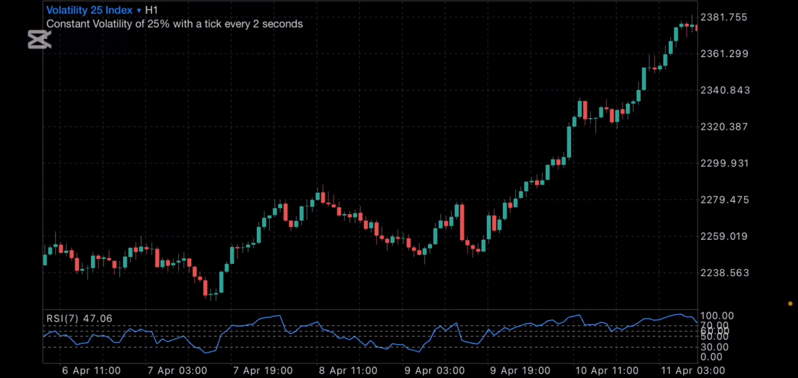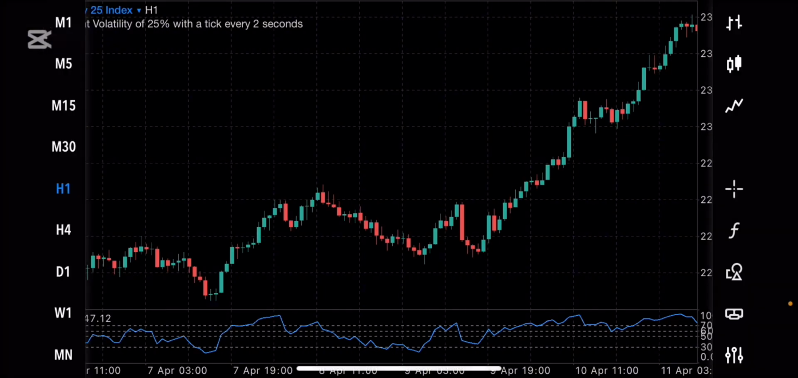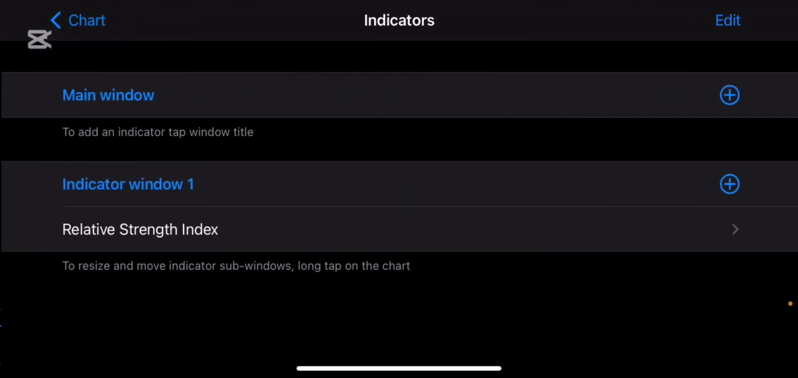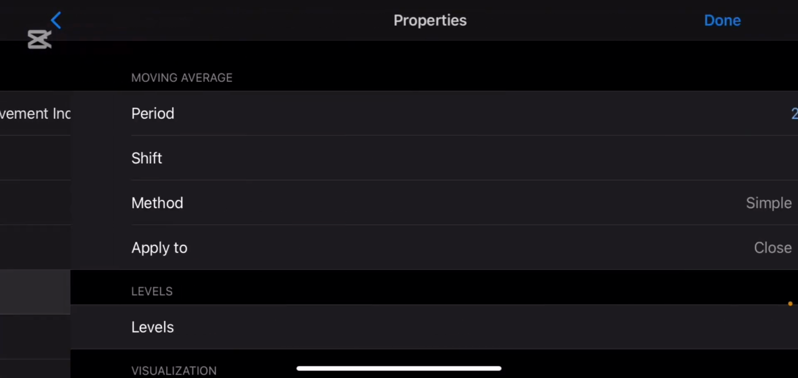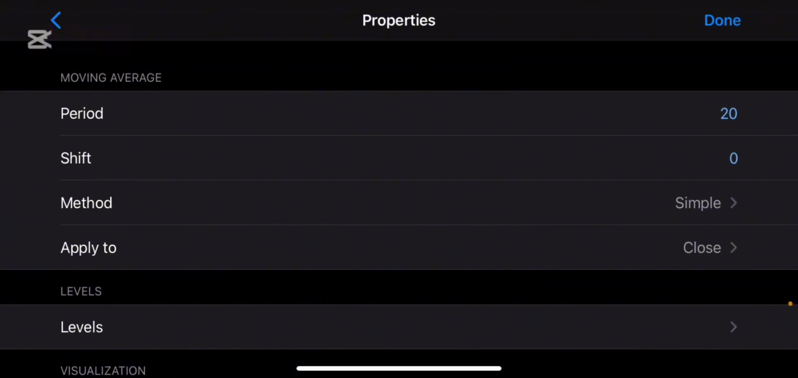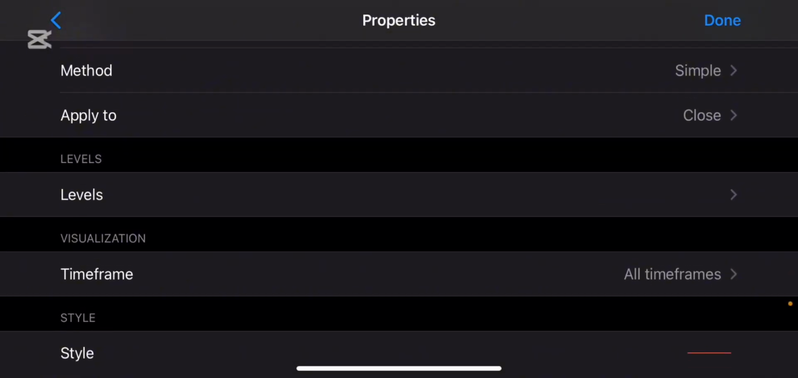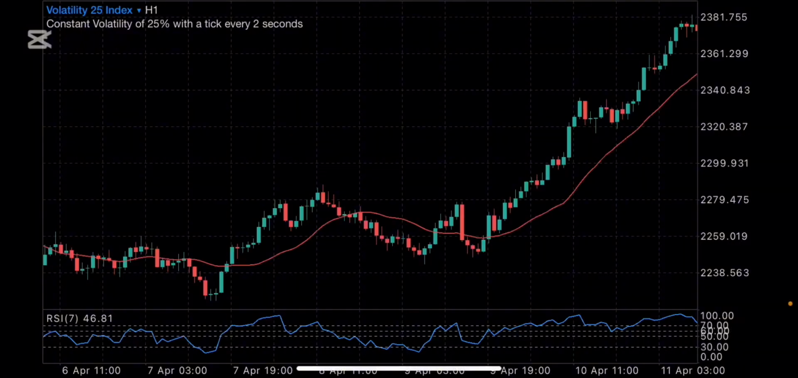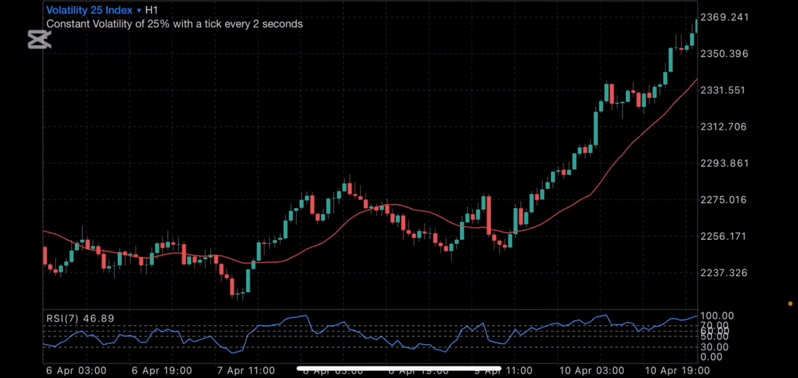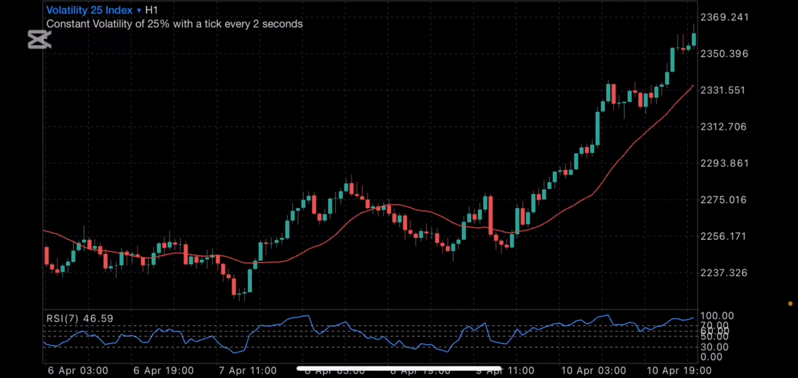We're going to include two moving averages in this chart. So I'm going to go to my indicators, my main window. I'm going to put a moving average, period of 20, simple moving average, and I'm just going to leave the color as red. So I click on done. You can see my moving average here looking all good.